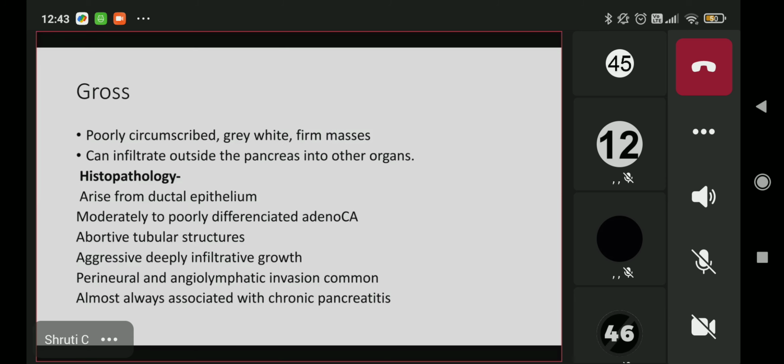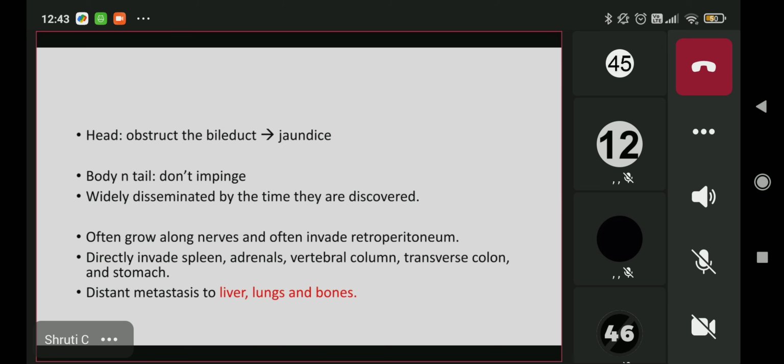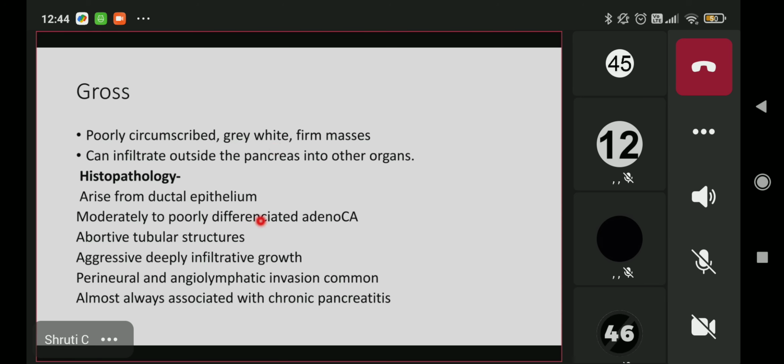Now grossly, the tumor is highly invasive. The growth will be a poorly circumscribed, gray-white, firm mass, and it can infiltrate outside the pancreas. Usually, it infiltrates outside the pancreas into other organs. Microscopically, I'll show the pictures in the next slide. Microscopically, it arises from the ductal epithelium. It is usually moderately to poorly differentiated. They are abortive tubular structures, aggressive, deeply infiltrative growth, and perineural and angiolymphatic invasion is quite common.